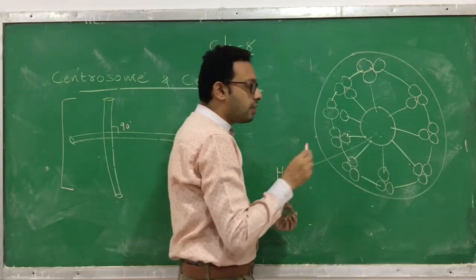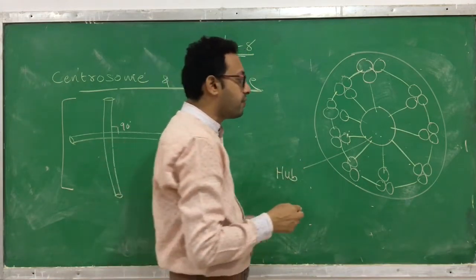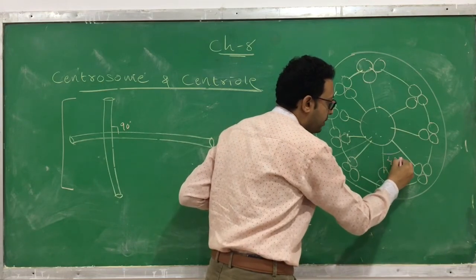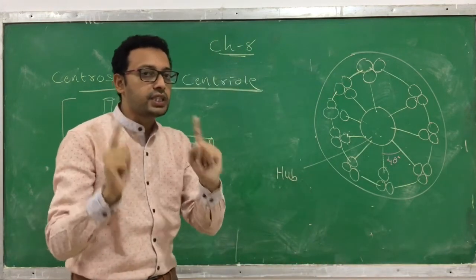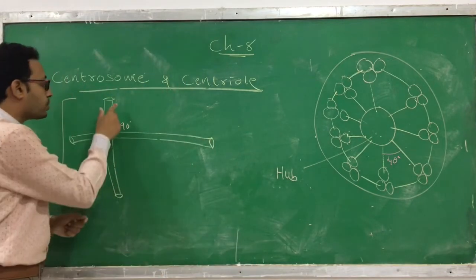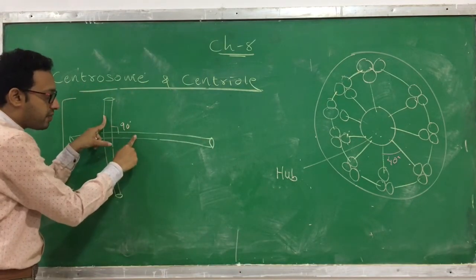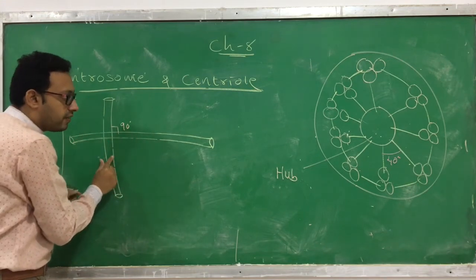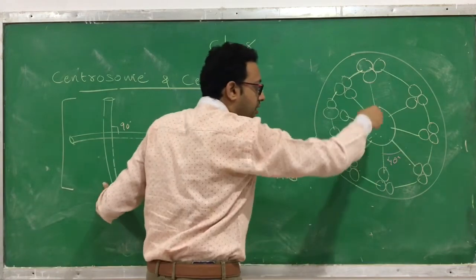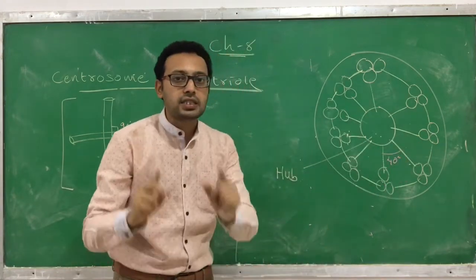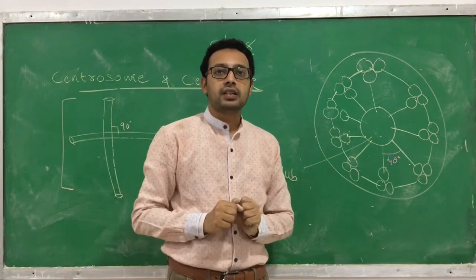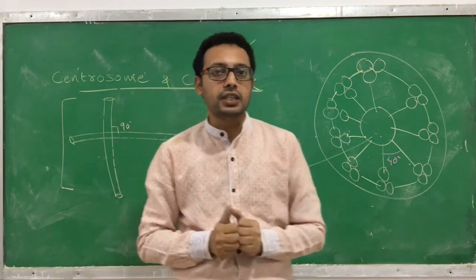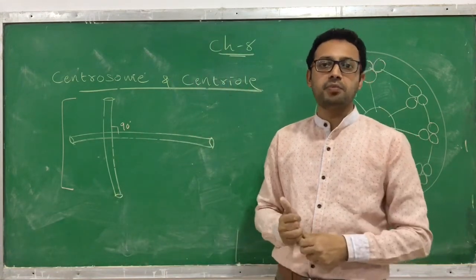Okay. Remember, there is one more important question from a NEET point of view. The angle between two adjacent triplets is 40 degrees. Remember, they may confuse you. The angle between two centrioles is 90 degrees. But in one centriole, the angle between two adjacent triplets is 40 degrees. So you have to remember these angles. These angles are not given in the book, but they are very important from a NEET point of view.